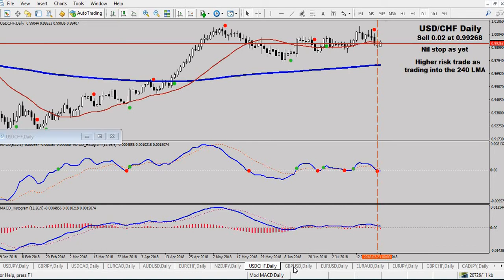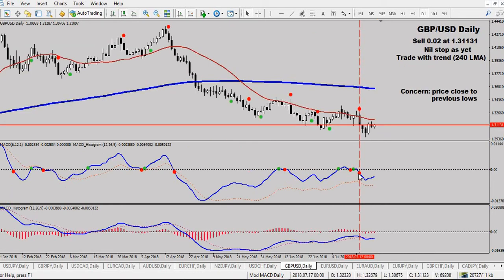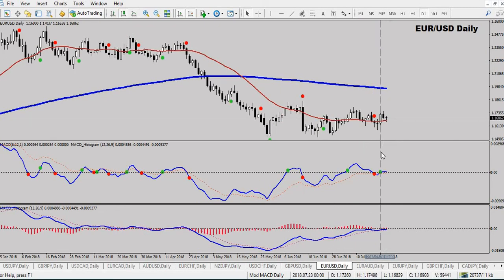Not pretty. Pound in a sell, same deal, didn't really go anywhere. Now up near my entry level. Standard MACD is ugly, everything. Euro USD in nothing at the moment. Indecision here. Standard MACD is flat. Just waiting for clear signals.